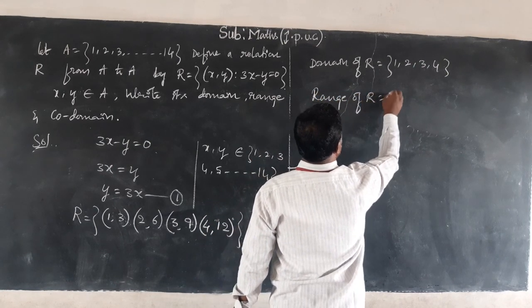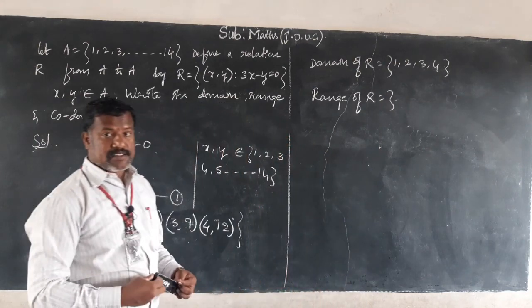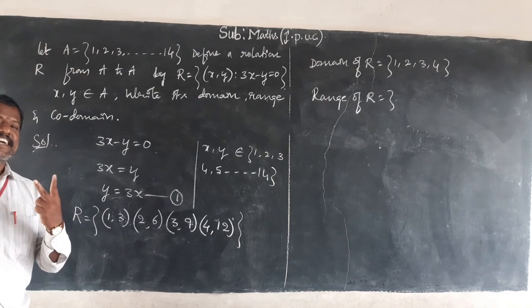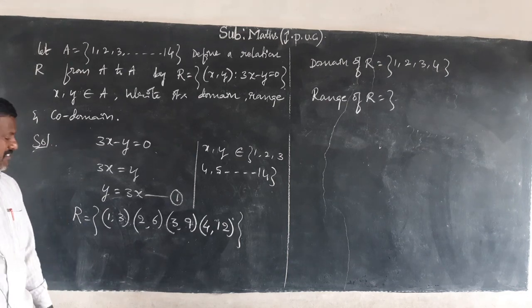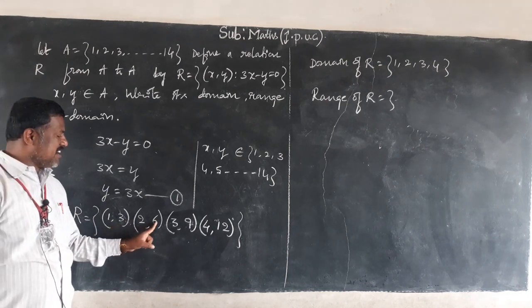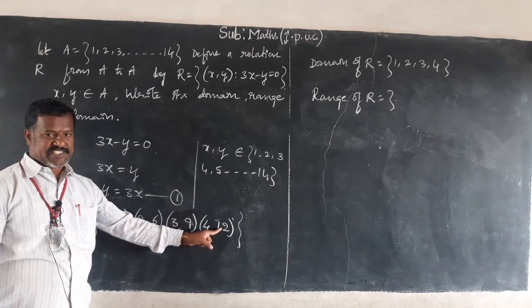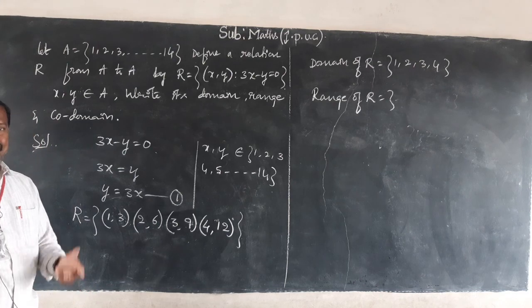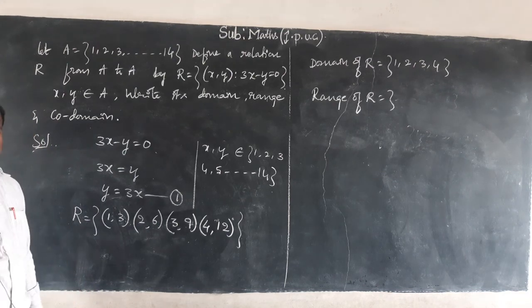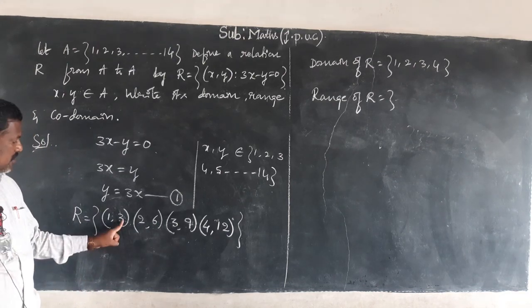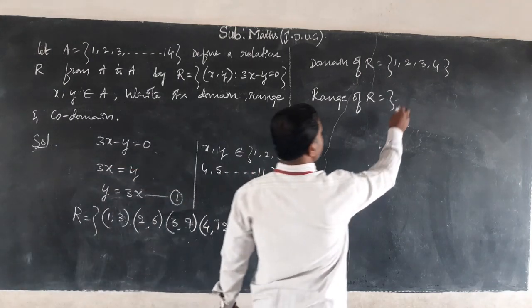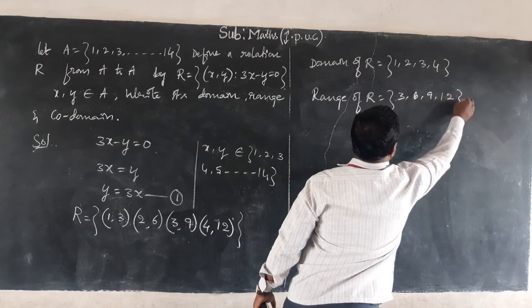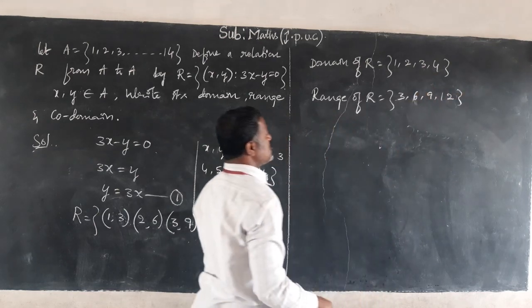Next, the range of R. The range of R is nothing but, in a relation R, the second elements of the ordered pairs: 3, 6, 9, 12. Understand, children? What do we mean by range? In a relation R, the second elements of the ordered pairs are called the range: 3, 6, 9, 12.